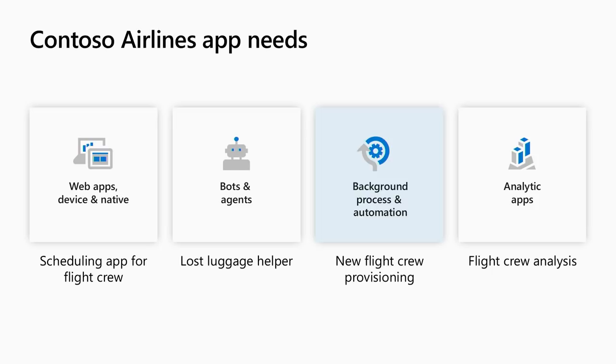So when we think about provisioning a new user into Contoso Airlines, we need to be able to do that consistently. So if they're flight crew, they need to be added to certain groups. If they're pilots, they need to be added to other groups. If they're back office staff, they need to be added to yet other groups. They probably need to be sent a welcome email and possibly introduced to their team. Maybe other things need to happen. So background processes and automation are where all these sorts of things happen.